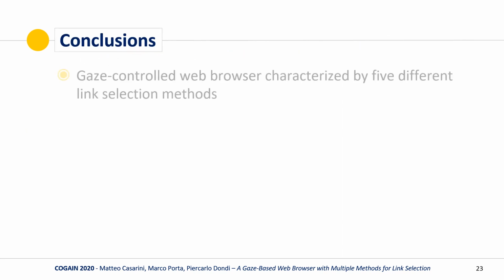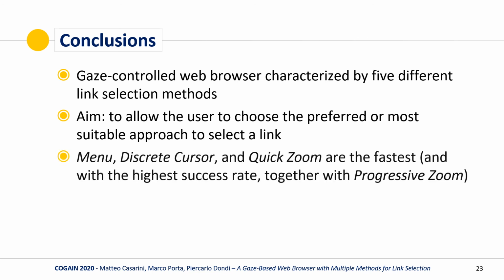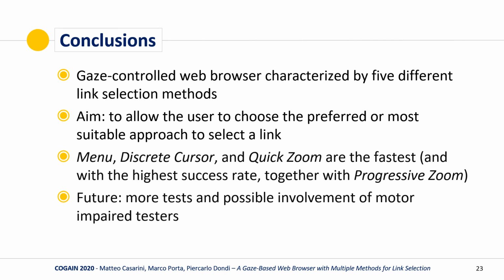To conclude, we have proposed a web browser controlled by means of the gaze that has 5 different methods for link selection. This is because we want the user to be able to select the best or preferred solution in the different situations. According to our experiments, menu, discrete cursor, and quick zoom are the fastest techniques, also characterized by the highest success rates with progressive zoom. Next steps, we will implement more tests, and also possibly we will try to involve motor impaired testers for a better evaluation of our browser.